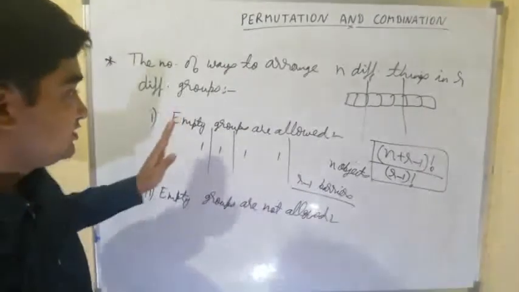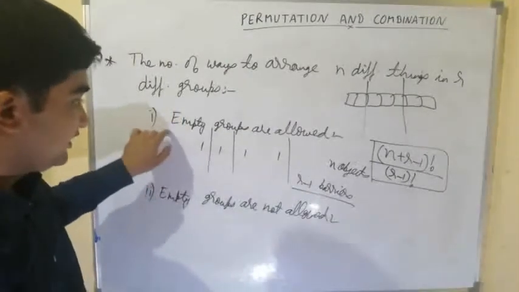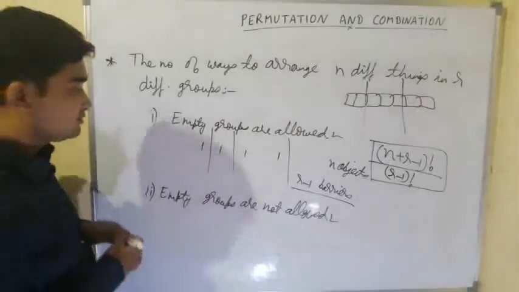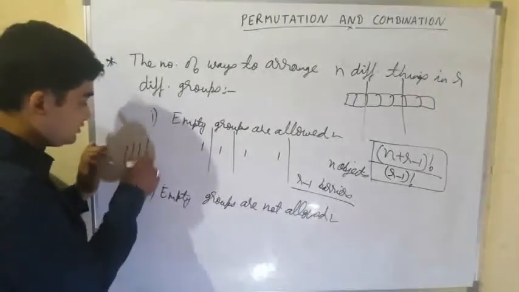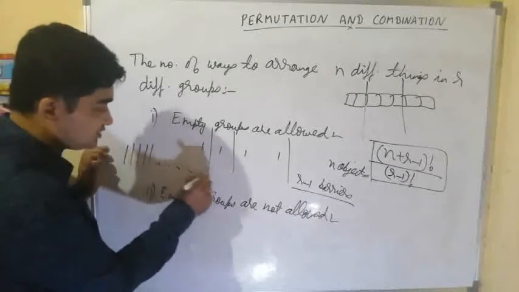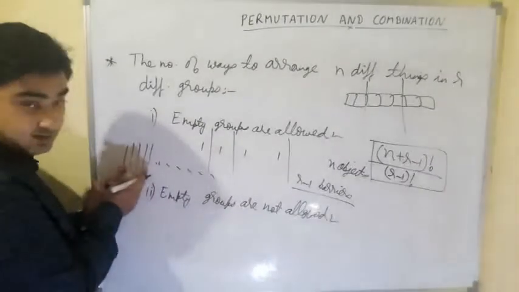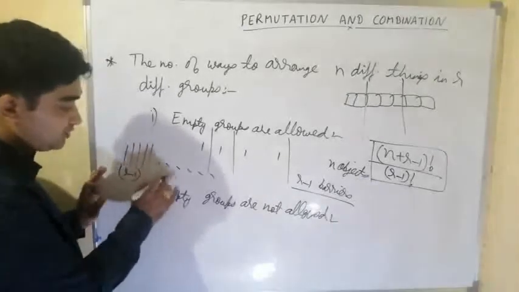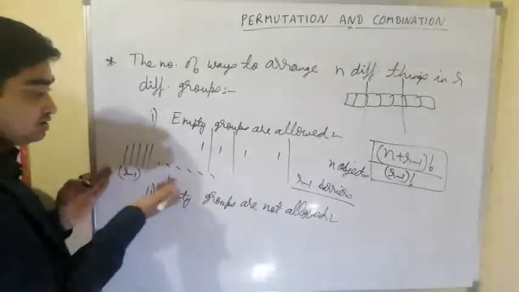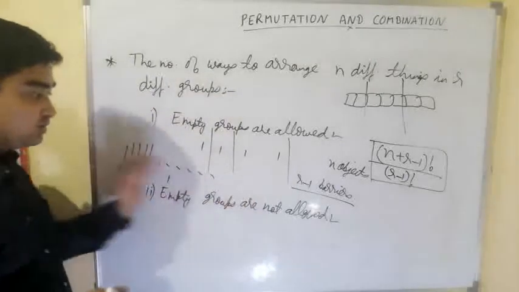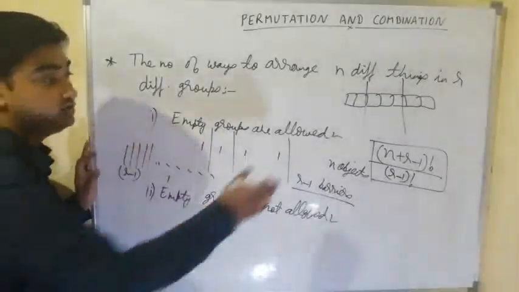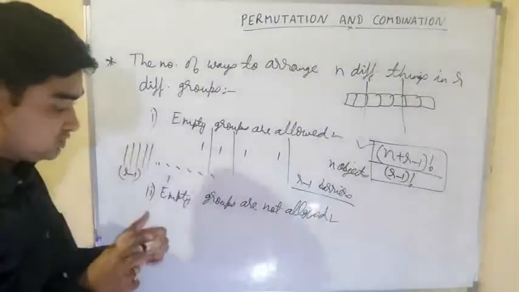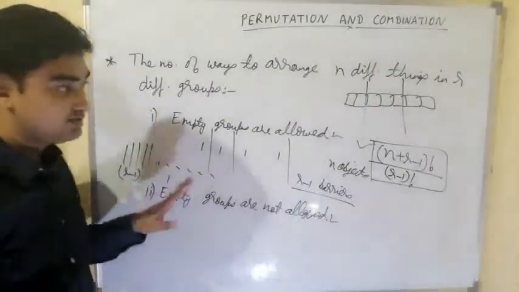Look, in this case what is the condition? Empty groups are allowed. That means all the barriers can come together and the other n objects are like this, so all r minus 1 groups are empty and only one group contains all the elements. It is also possible, because arrangements means all the possibilities will come, so we have considered everything. Empty groups are allowed, non-empty groups are allowed, 1 empty, 2 empty, every case is allowed.